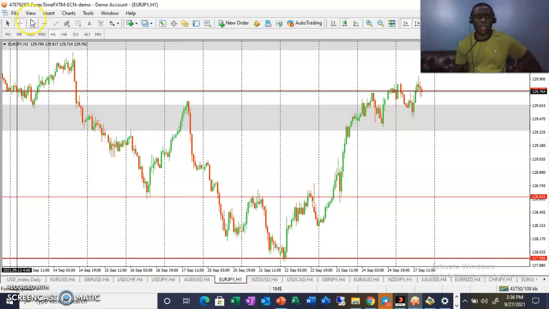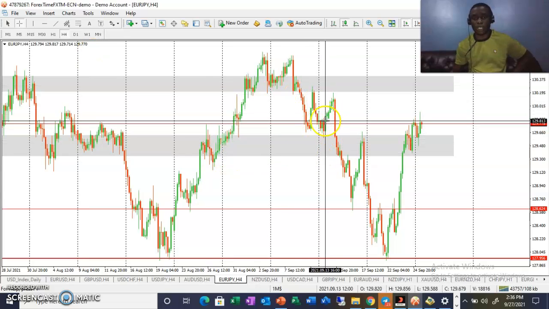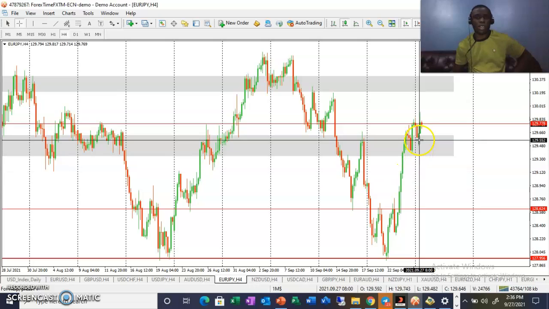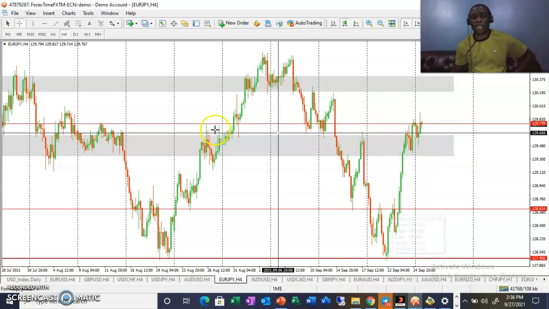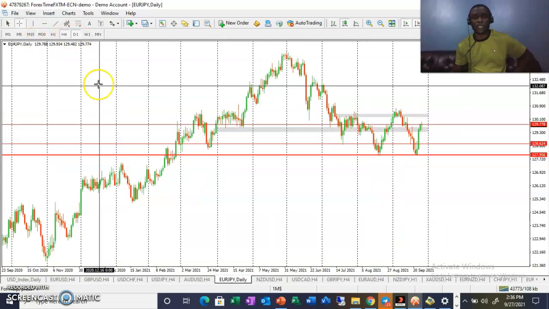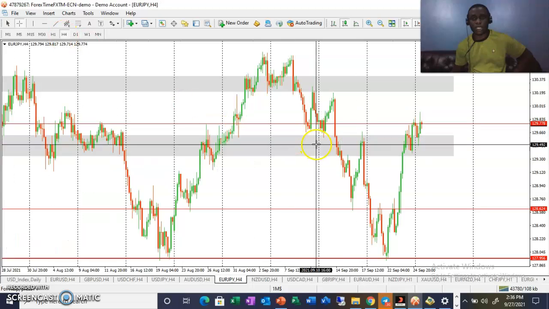Now, Euro JPY has been on a downtrend for weeks. Now it came up, it began a very strong bullish move last week, and is currently at a very strong resistance on D1 and H4.